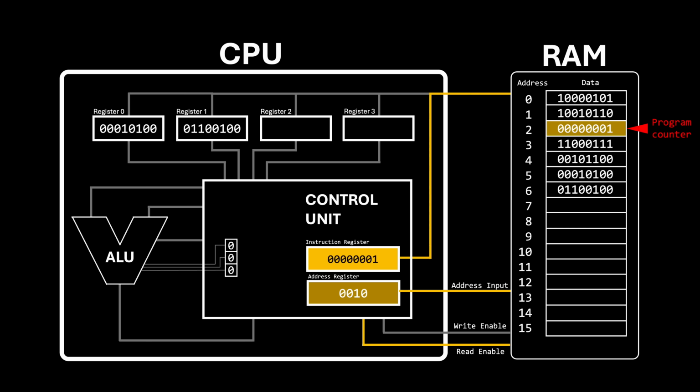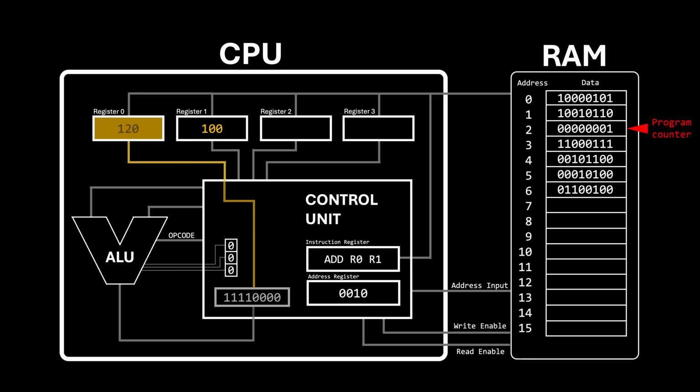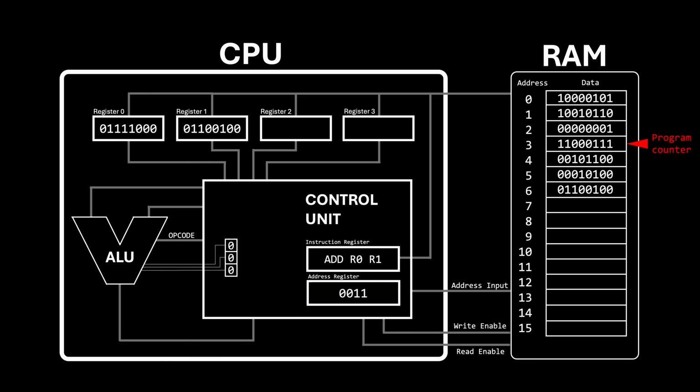The third instruction is fetched, but this time it's an arithmetic operation. Decoding this instruction tells the CPU to add whatever values are currently held in register 0 and register 1, and then write the result back in the register that contained the first operand. And again, the program counter is incremented.